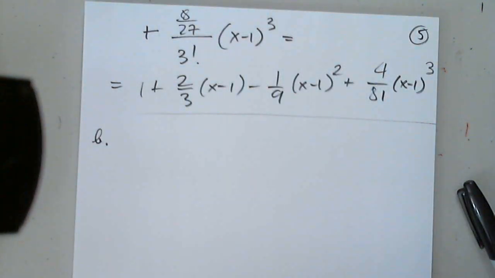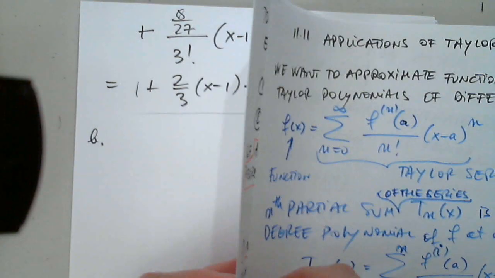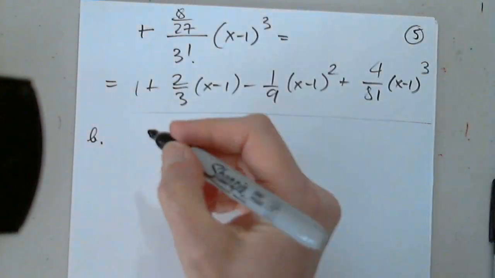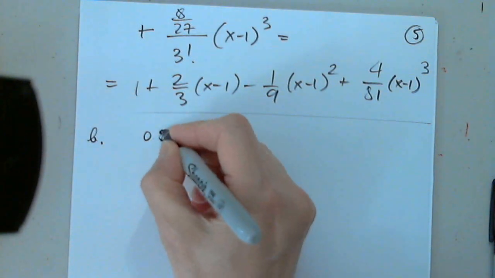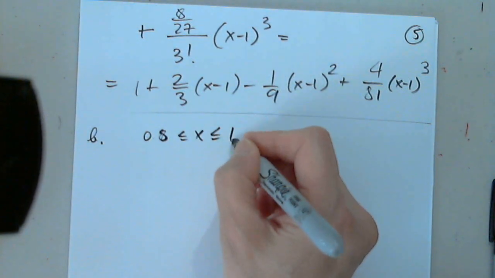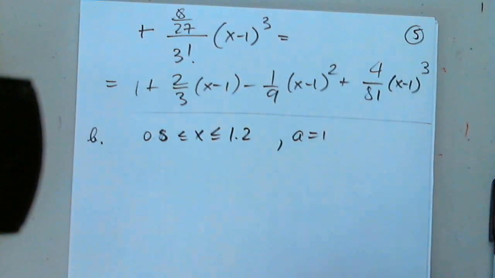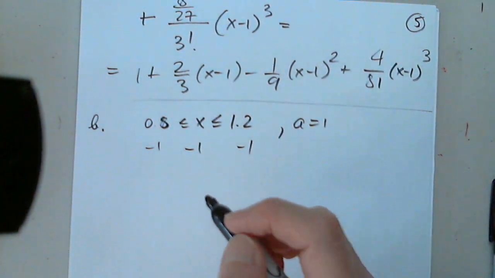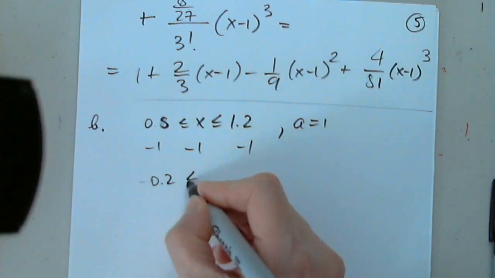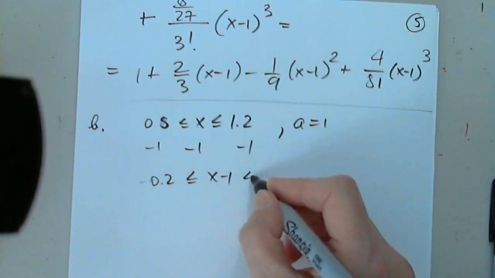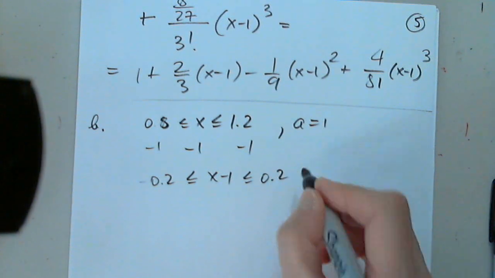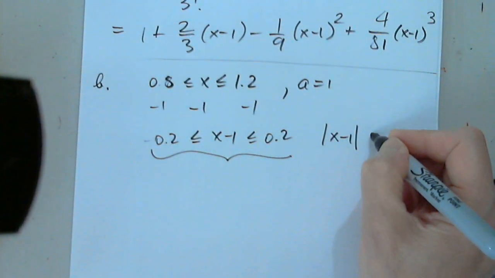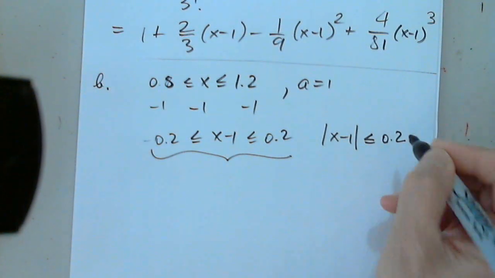So in this problem, let me just copy here 0.8 less than or equal to x less than or equal to 1.2. Remember, a equals 1. We subtract 1 from all three sides, minus 1, minus 1, minus 1. So this will be negative 0.2 less than or equal to x minus 1 less than or equal to 0.2. As we know, this changes into the absolute value of x minus 1 less than or equal to 0.2.